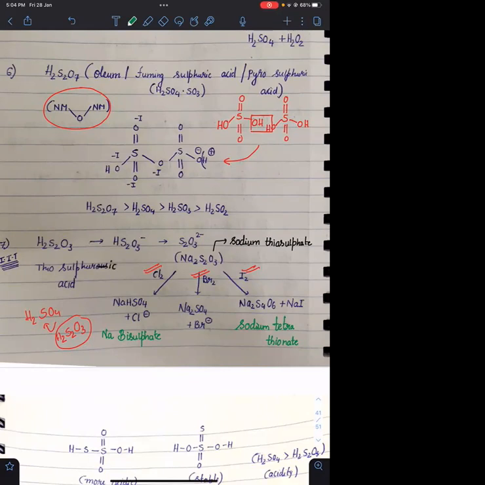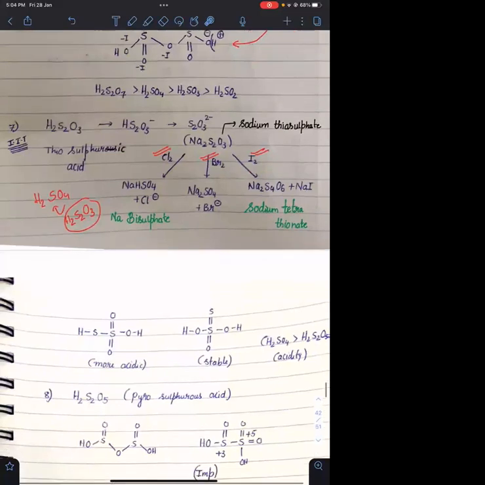Okay. These three reactions are very, very important. They can ask you a direct question: Na2S2O3 with I2, with Br2 and with Cl2. Remember, you have to remember the products separately. Here you get bisulfate; in all cases you get Cl minus, Br minus, I minus, but the other products are bisulfate, sulfate, tetrathionate. Is that clear? Any doubt, anyone?